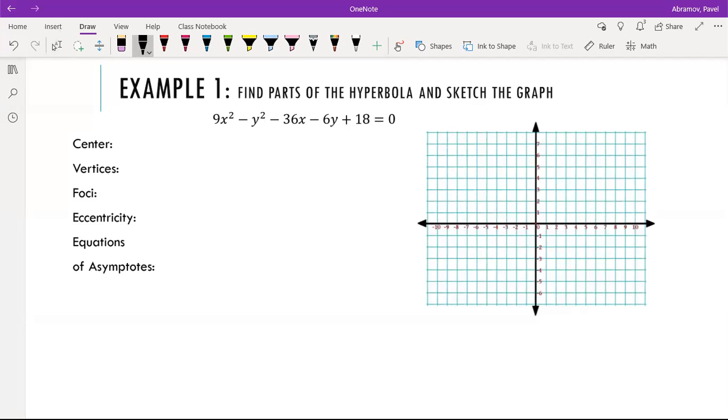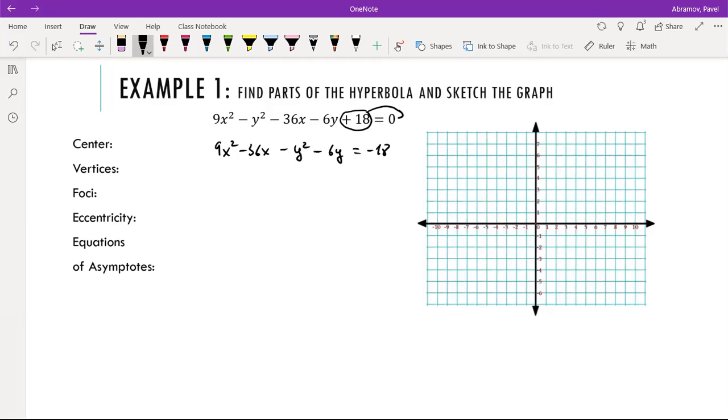So first of all, we are going to rewrite this where our x's and y's are next to each other. So it's going to be 9x squared, then minus 36x, then minus y squared, minus 6y. And then we also could take this 18 and move it over to the right side because we will be completing the square. So we need to find new constants there.